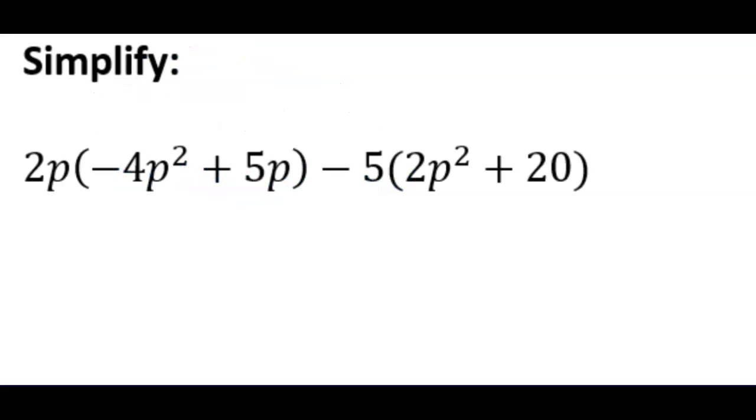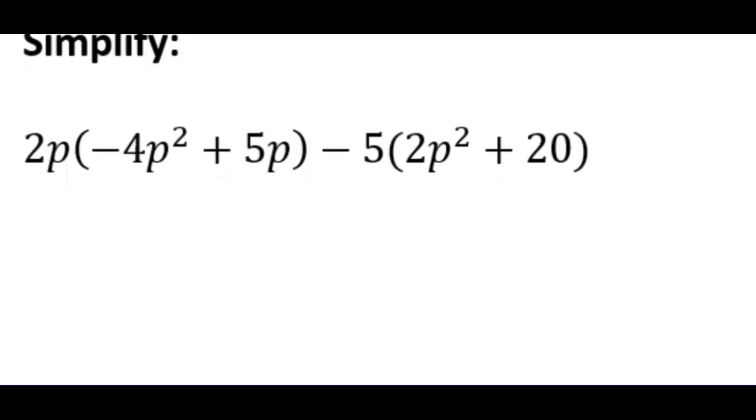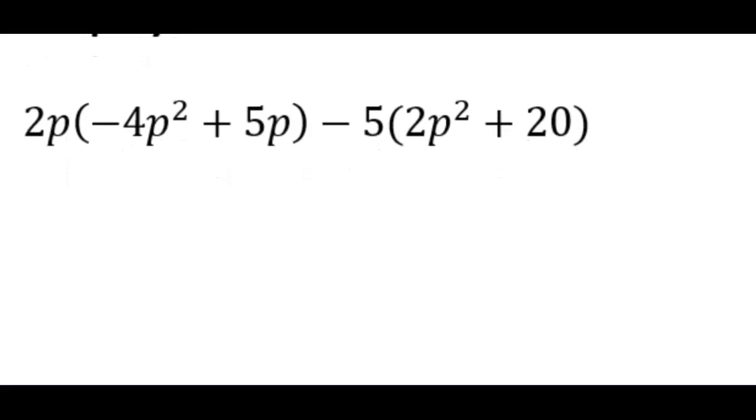Okay? Our next example, we're going to simplify. So we have one monomial multiplied by a, how many, two? We have 2 things here, so this is a binomial. And that is going to be subtracted by a monomial. 5 is a monomial multiplied by another binomial. So we're going to put that together and then we're going to combine like terms. So be careful on this and go slow.